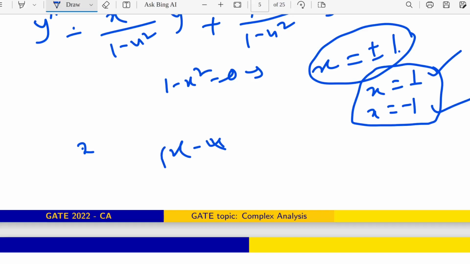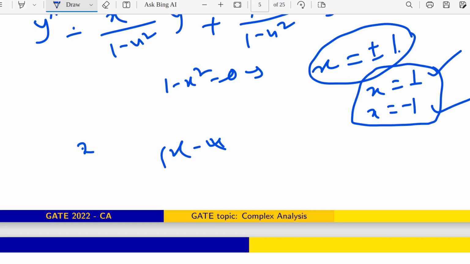Okay, I am telling that one. (x minus x0) to the power n times p1(x) or p0(x), whatever. If it is giving a finite value, then it has a pole of order n. So now I am talking about (x minus x0) to the power 1 into p1(x). That means it has a pole of order 1. (x minus x0) to the power 2 into p1(x). That means p1(x) has a pole of order 2.